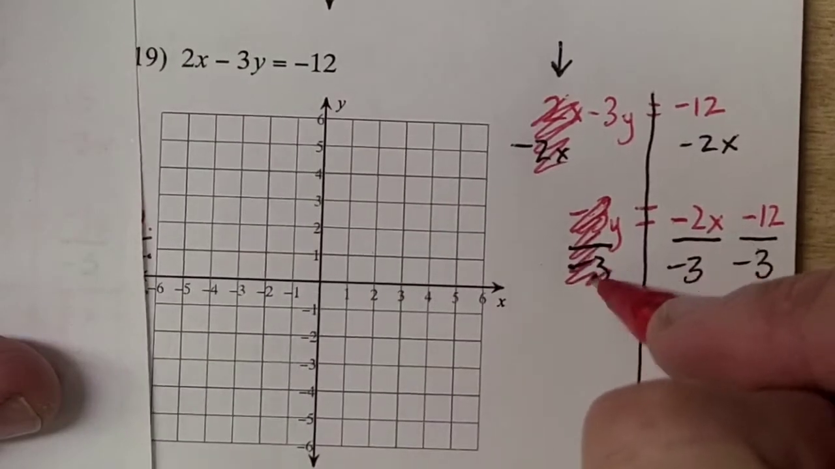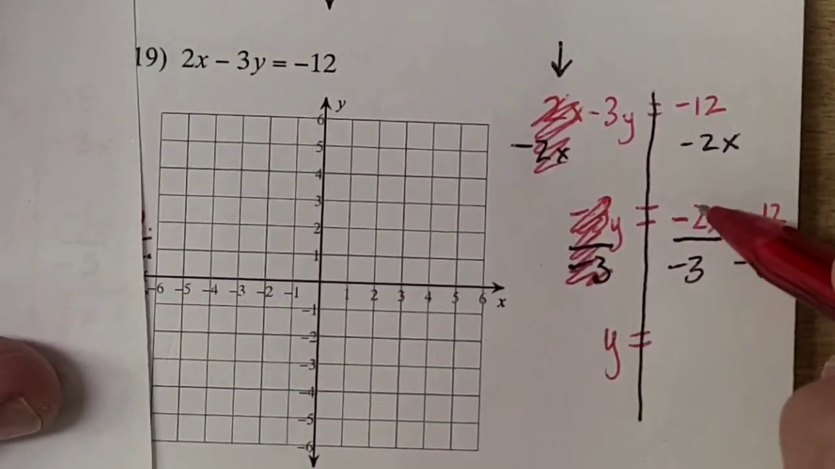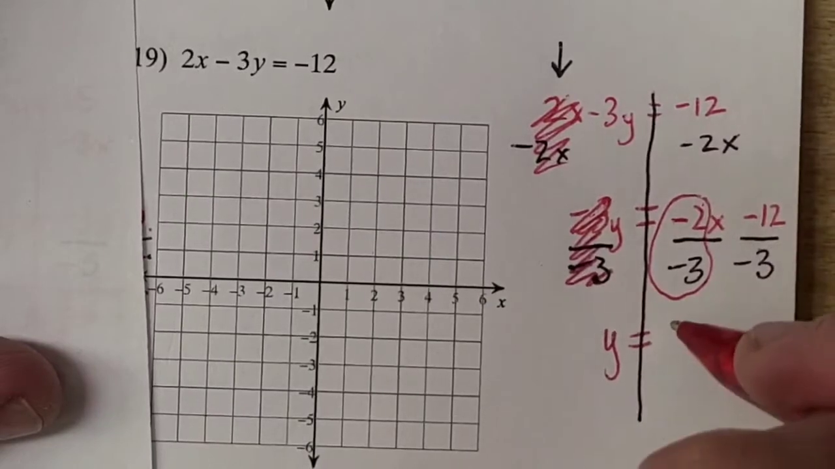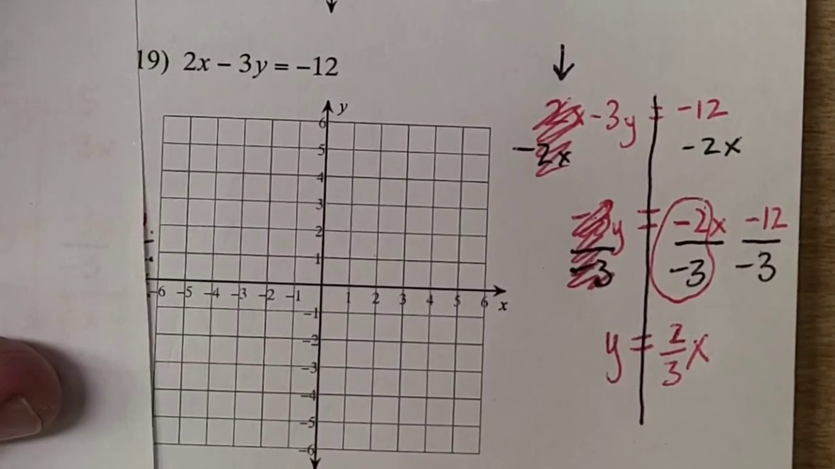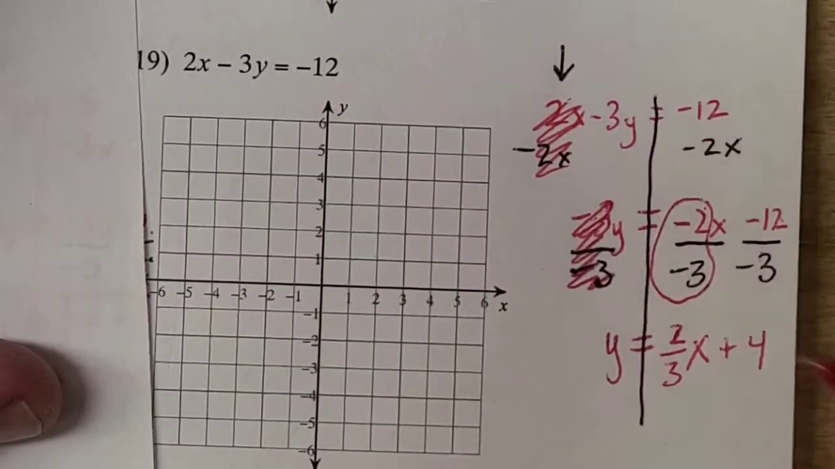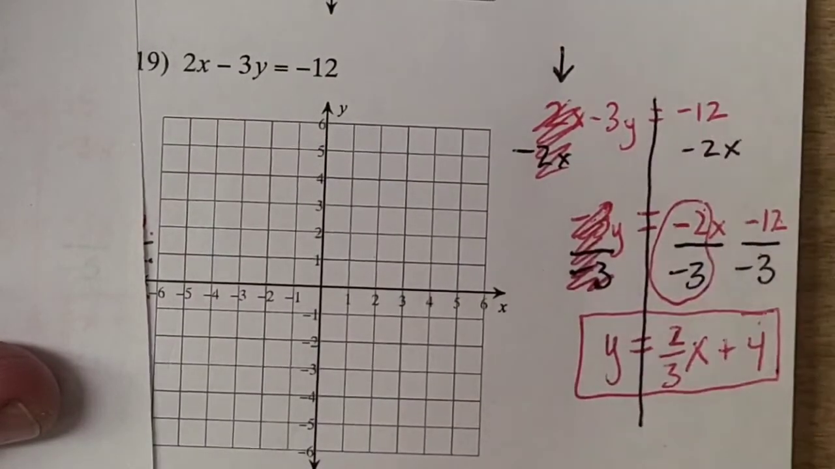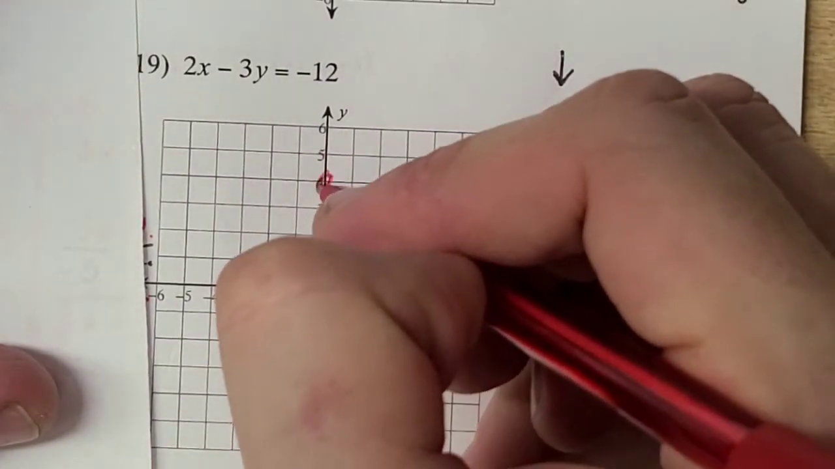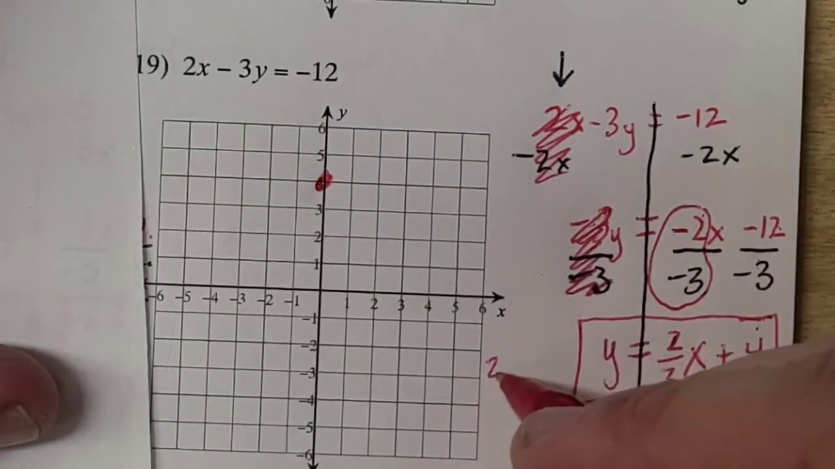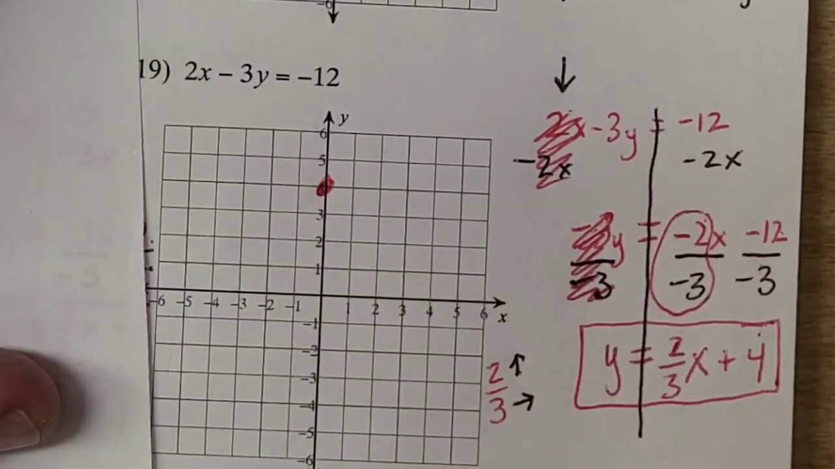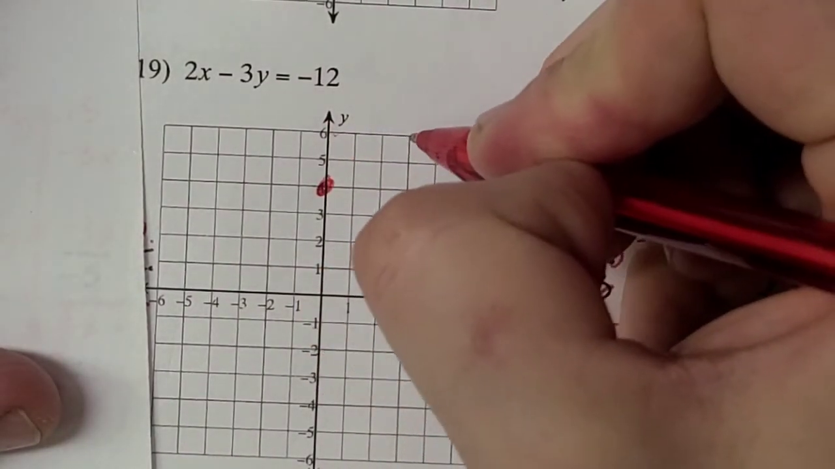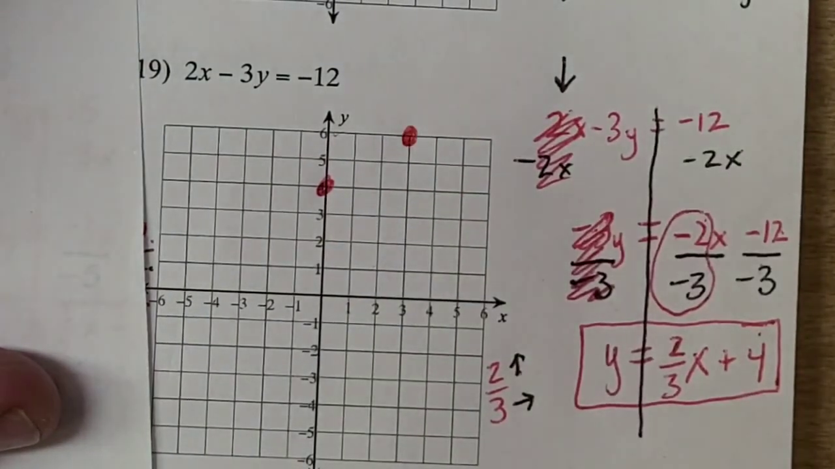This goes away. I'm left with y equals negative 2 over negative 3. Well, two negatives make a positive, and there's nothing else I can do with 2/3. Again, you could write it as a decimal, 0.6 repeating, but that's not helpful. Negative 12 divided by negative 3 gives me a positive 4. And this is my equation, slope-intercept form. Positive 4 is my y-intercept, and my slope is 2/3, telling me to go up 2 and to the right 3. So I go up 2, I go right 3, I'm done.